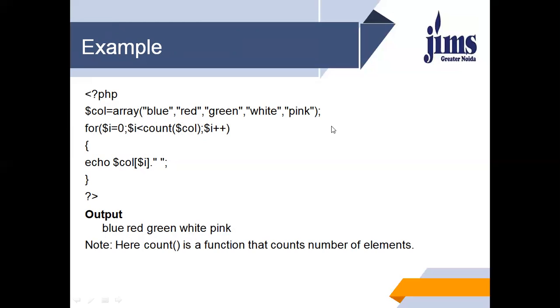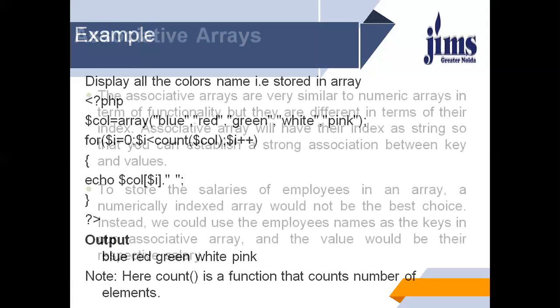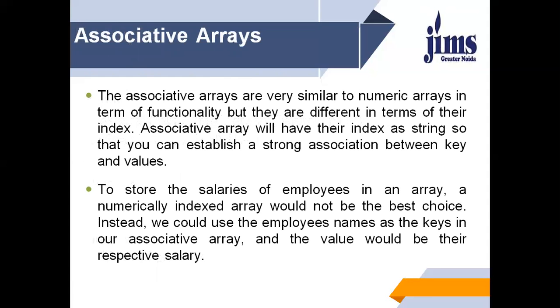So this is how we can print the values of the array using for loop. If you want to print all the color names stored in an array, you have to assign the values in an array, and then using for loop you can iterate and print the values. Now coming to associative array.